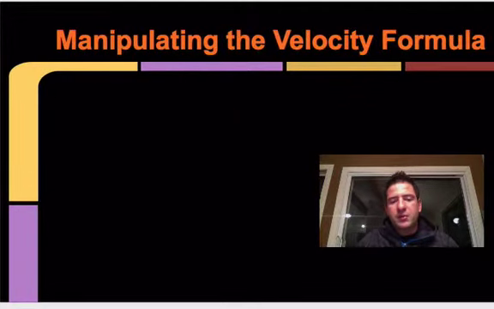Sometimes we're given distance and time but not velocity, or sometimes we're given velocity and distance but not time, so we need to be able to manipulate, which means change, our equation around so that we can solve for different variables. The variables are the letters that represent numbers in this word equation. So I'm going to draw a triangle. Okay, so I draw my triangle.